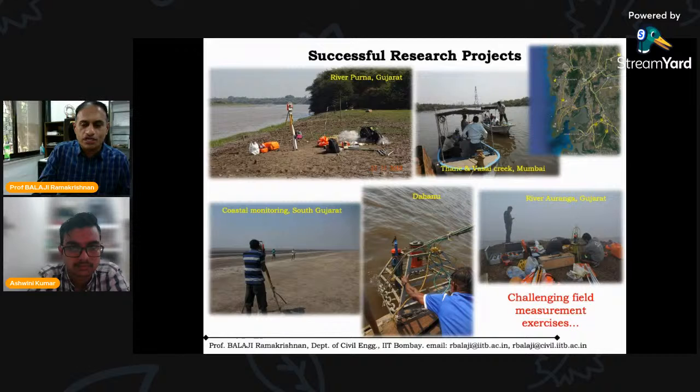Whenever we go out to the field, we always learn a thing or two. When we come back, I think every single field measurement campaign has taught us something different.